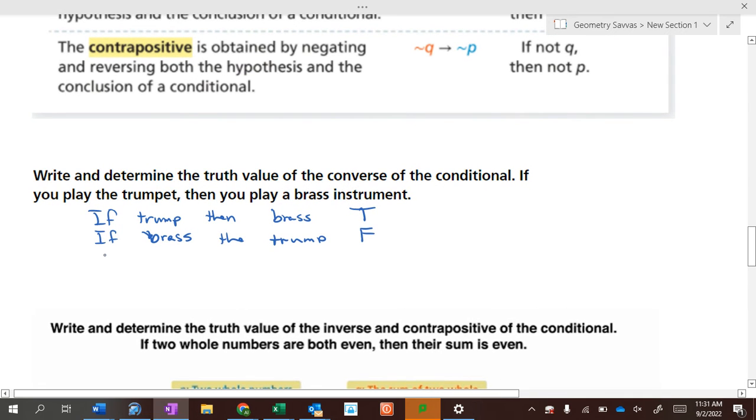Okay, now I'm going to write the inverse. The inverse is if not a trumpet. So if you do not play a trumpet, then you do not play a brass instrument. If you don't play a trumpet, then you don't play a brass instrument. True or false? False. Because what does Lindsay play? Tuba. She doesn't play a trumpet, but she still plays a brass instrument, so that is false.